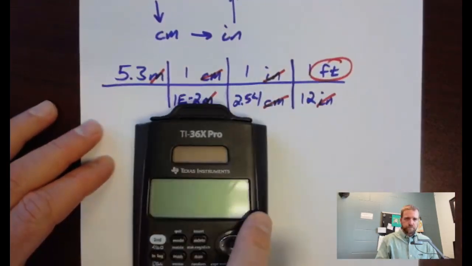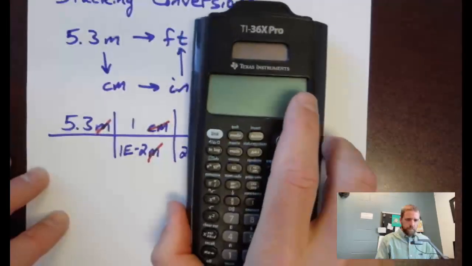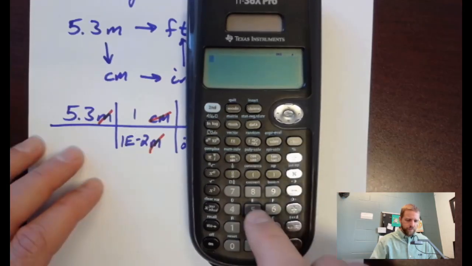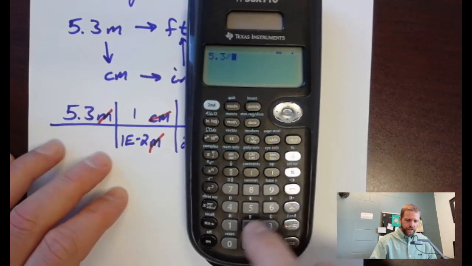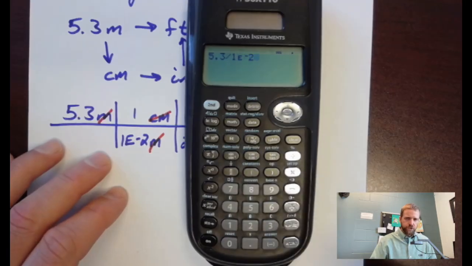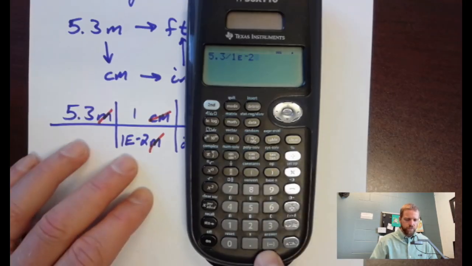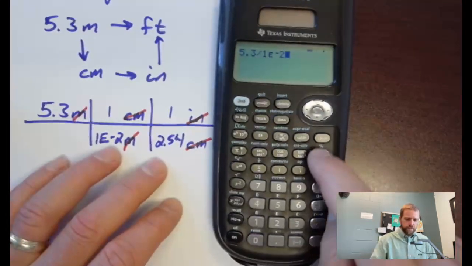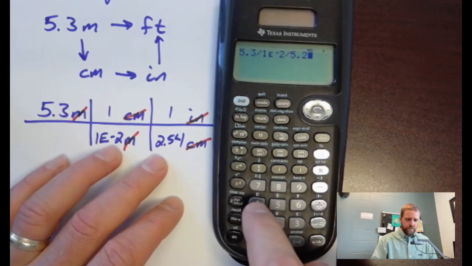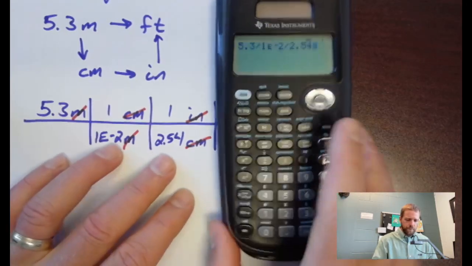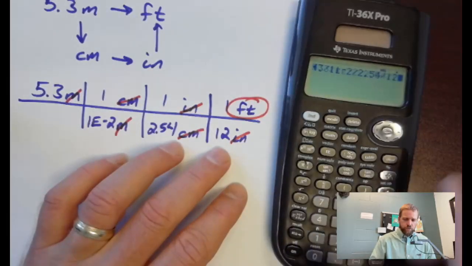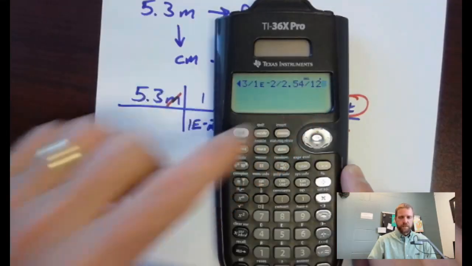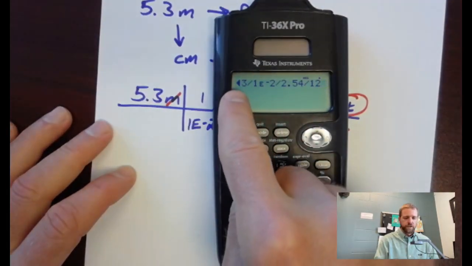So I'm going to grab my calculator. And we're going to put in 5.3 divided by 1e minus 2. All right, remember, use this minus sign for the sign. Don't use the subtraction button. And then I'm going to divide that by 2.54. And then I'm going to divide that by 12. Notice that I'm just typing in divide by, right? Because my calculator is going to do each of these in order.